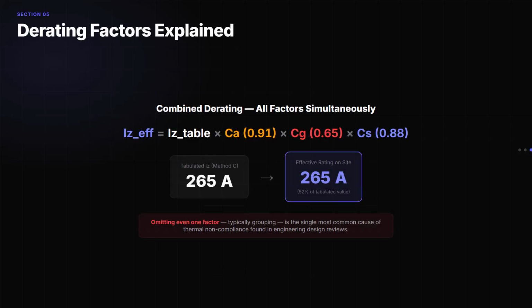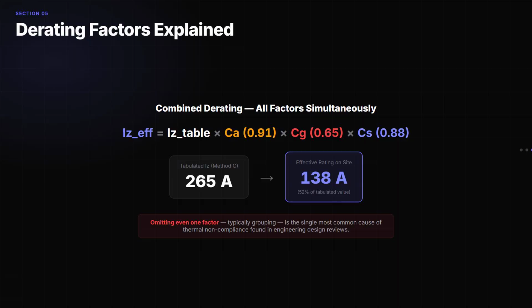When multiple cables are installed on the same tray or in the same conduit, they cannot dissipate heat as freely because neighboring cables are also generating heat. 3 cables together, CG is 0.70. 6 cables, 0.57. 12 cables, 0.45. The third factor, CS, applies to buried cables and corrects for soil thermal resistivity.